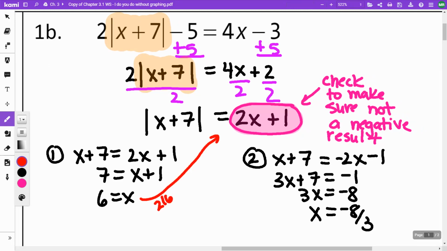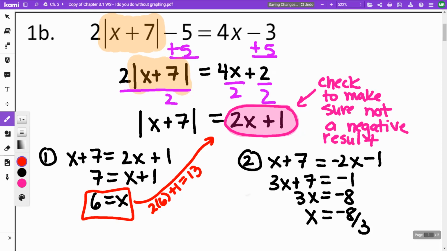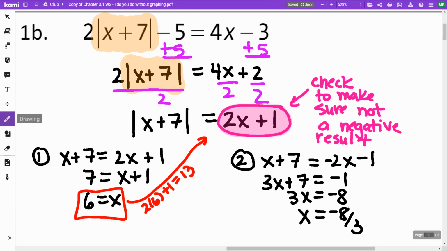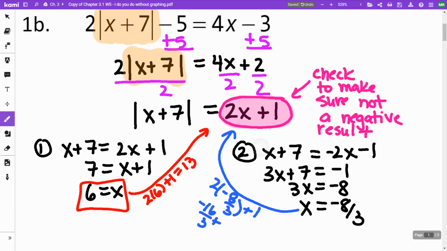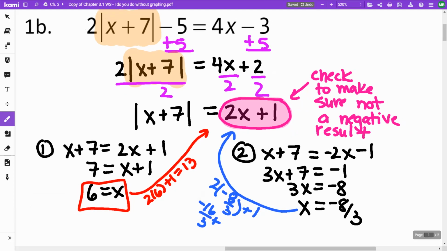And I'm going to go 2 times 6 plus 1, which is going to be a positive 13. That's acceptable. That's going to be an answer. The second one, I am going to be substituting in a negative 8/3. So I'm going to go 2 times negative 8/3 plus 1. That's going to be a negative 16/3 plus, and I'm going to write 1 as 3/3. Okay, just that way we can kind of see 1's the same as 3/3. So I'm just going to write the 1 as a 3/3, and you see I get a negative 13/3.